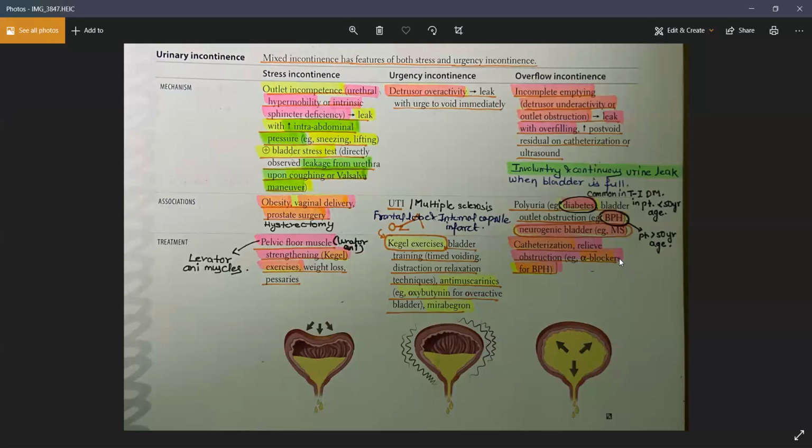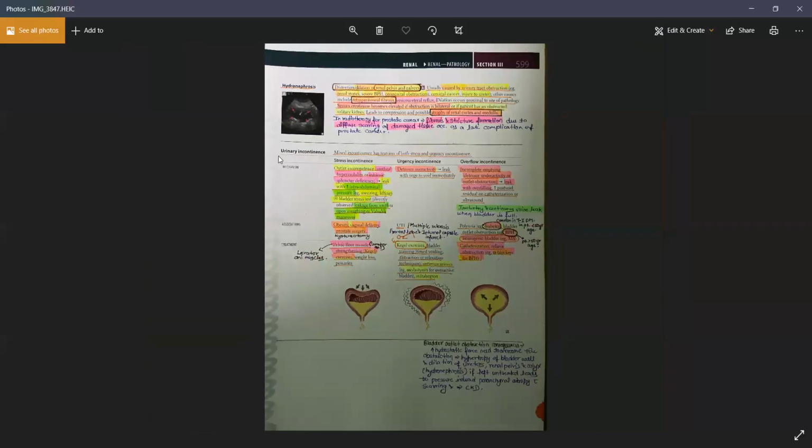Does anyone remember the names? Prazosin, terazosin, tamsulosin, alfuzosin. These drugs would be given. So that's about all the urinary incontinences. Any doubt, please ask.